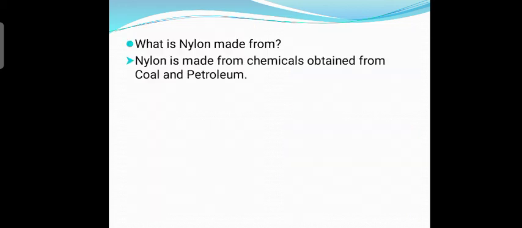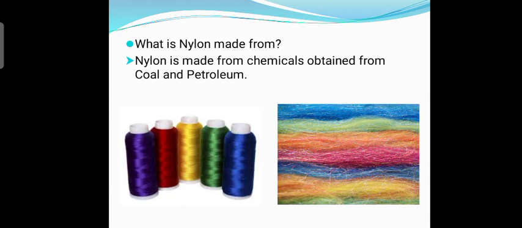And the next question is, what is nylon made from? So nylon is made from chemicals obtained from coal and petroleum. Students, you can see the appearance of nylon fibers, although they are colored here.